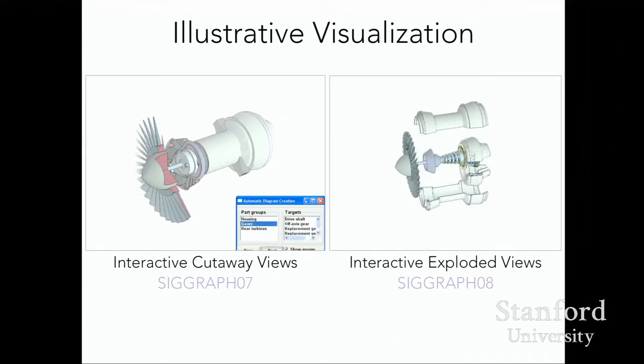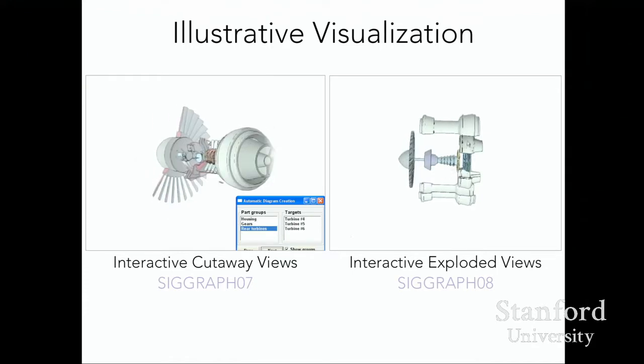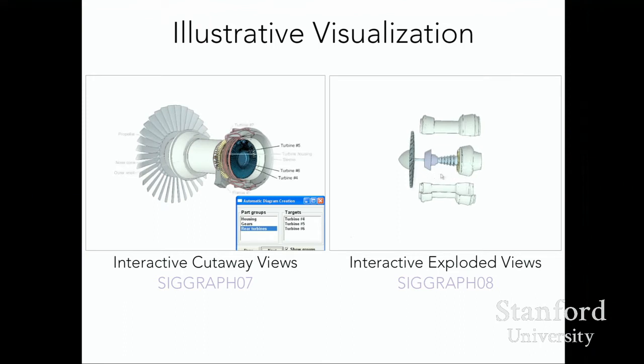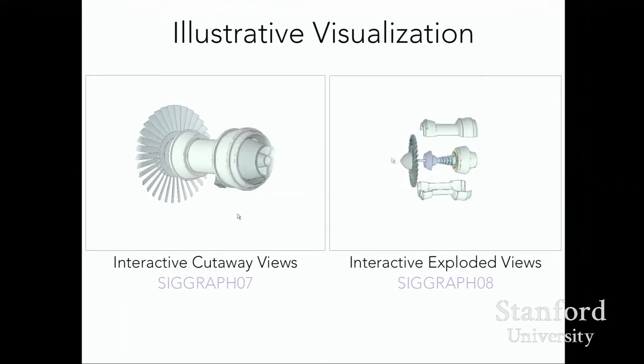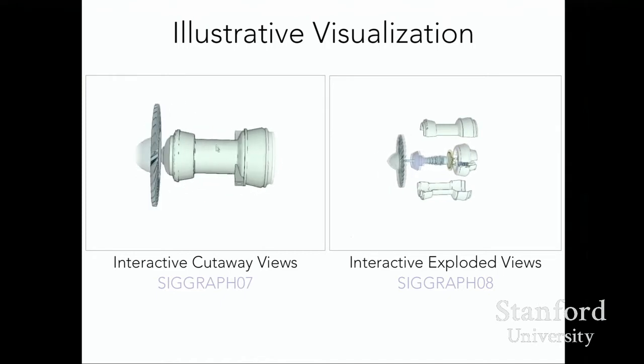What you're seeing here is some videos of these two systems where, for instance, the user can search for the parts that they care about, and the system will automatically generate either a cutaway or exploded view that shows you just those parts. These systems also support other types of interaction, like hovering over parts and clicking on parts to explore these types of objects a little more interactively.